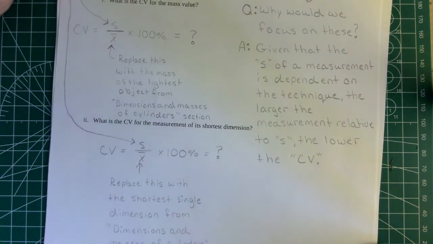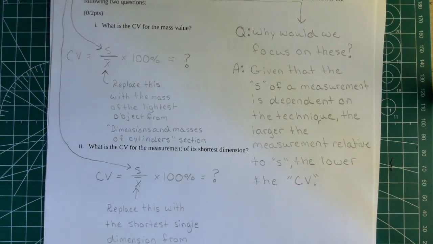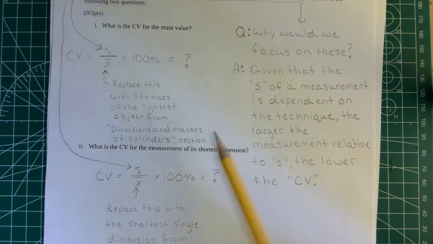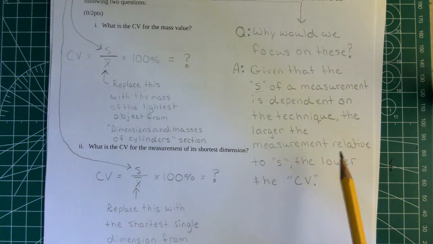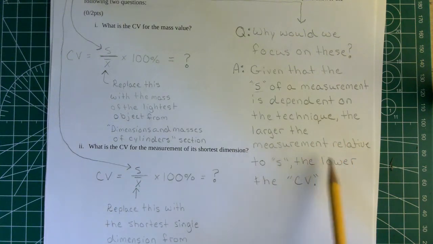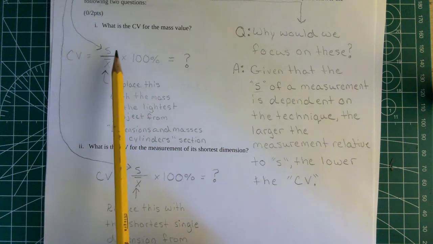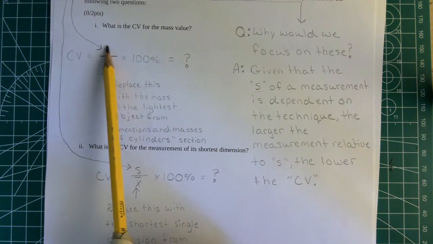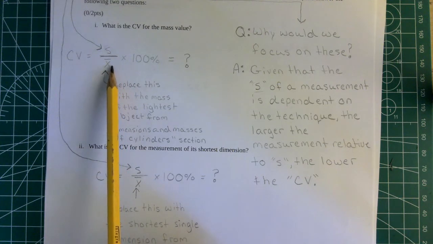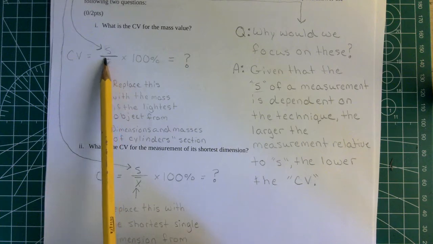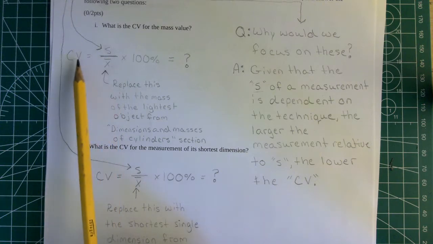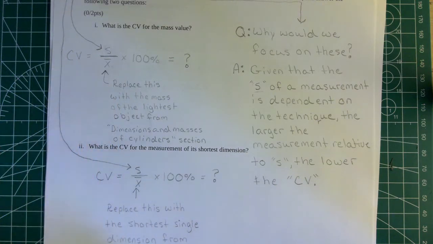Why the shortest dimension and the lightest mass? The reason being, if we're given that the standard deviation is the same and dependent upon what equipment we use, the larger the measurement we make with that, the lower the CV is going to be. So what I'm saying is that if we lock in our standard deviation as a certain value because we used a certain technique for measuring it, the larger our denominator is here, the smaller this overall ratio is going to be, and the lower we're going to get our CV value.